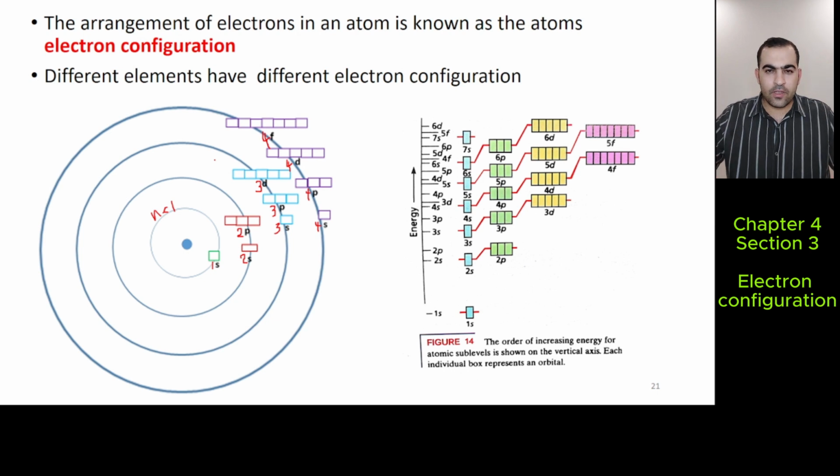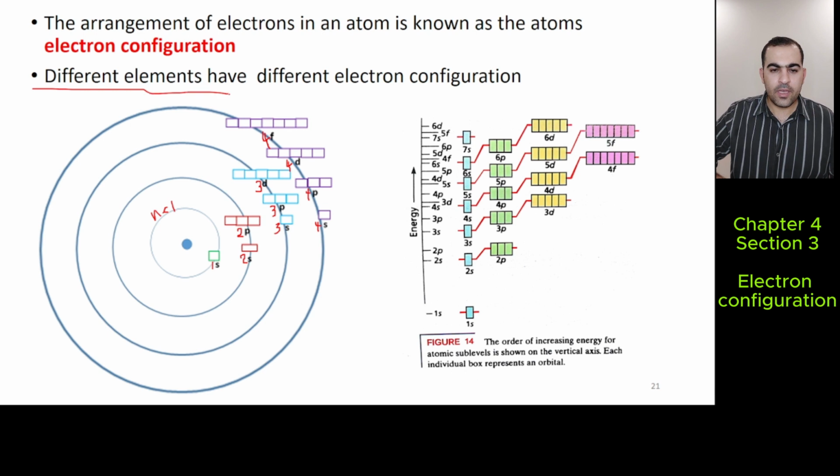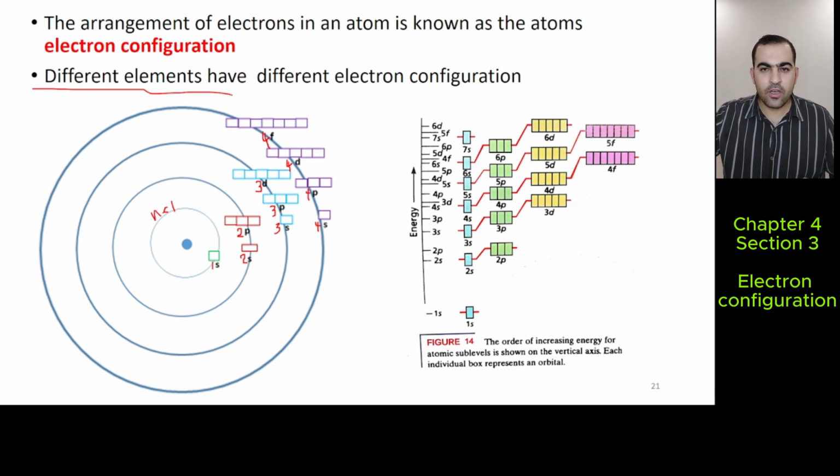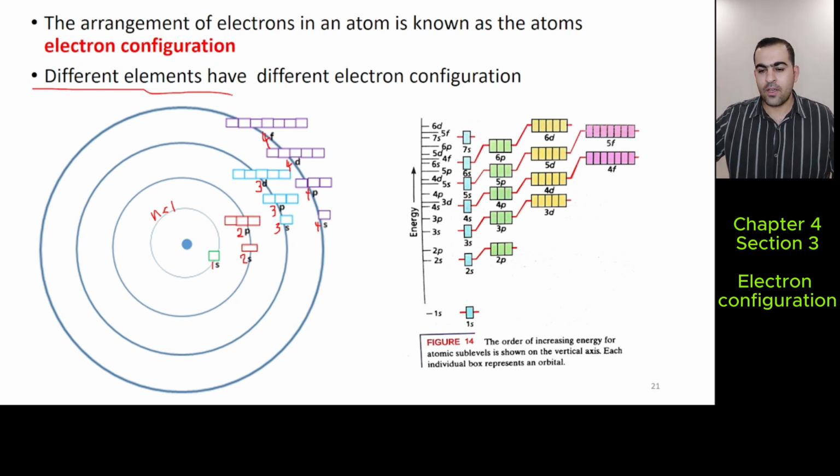The atoms of the different elements have different numbers of electrons, isn't it? So where are the electrons in the atoms of each element? How are they arranged? Where are they? This is called electron configuration, the arrangement of electrons in an atom. Different elements have different electron configurations. Why? Because they have different numbers of electrons.